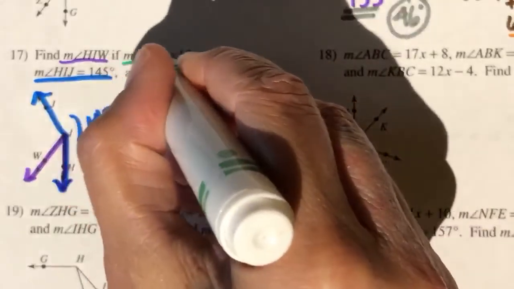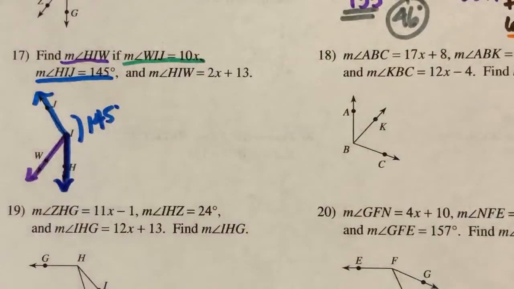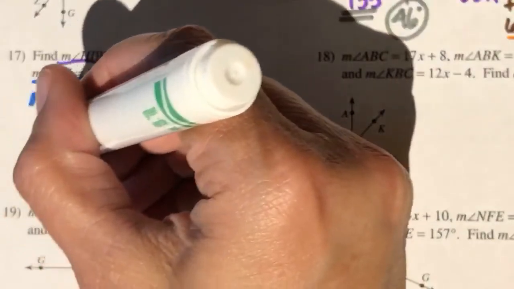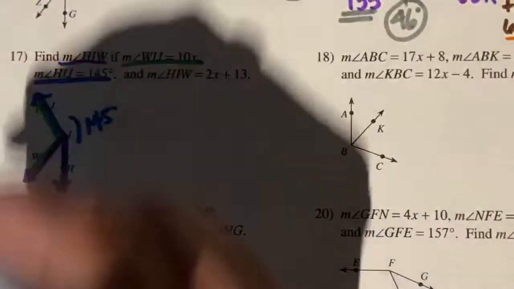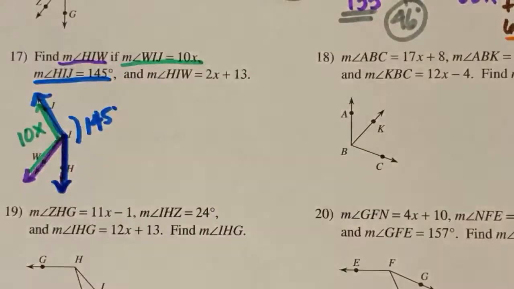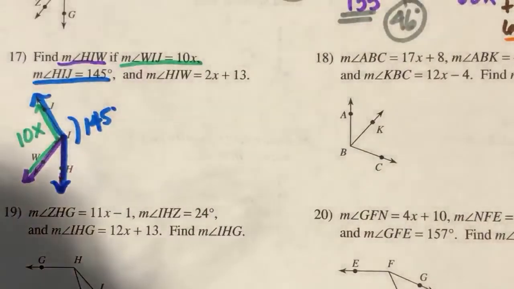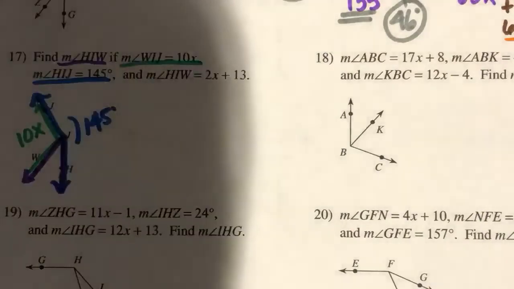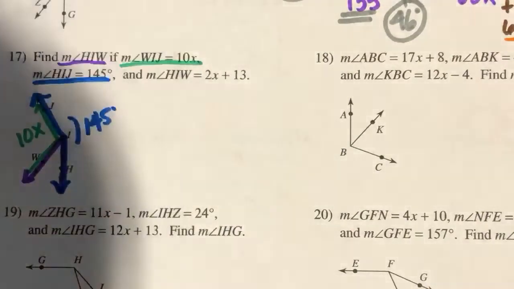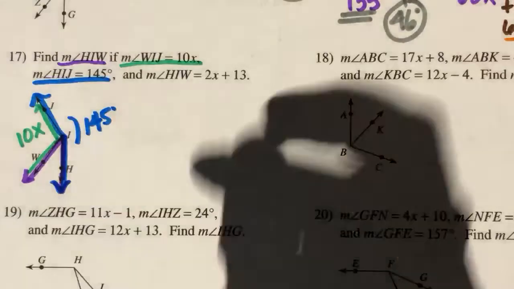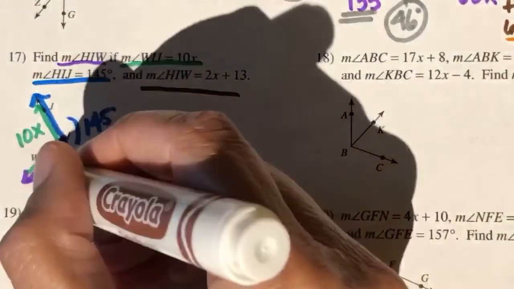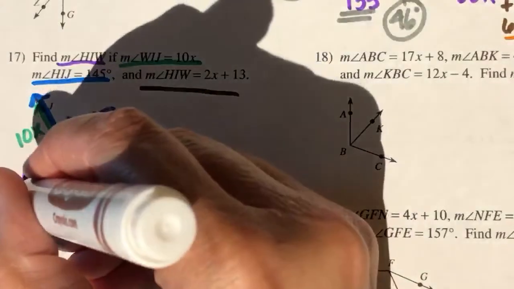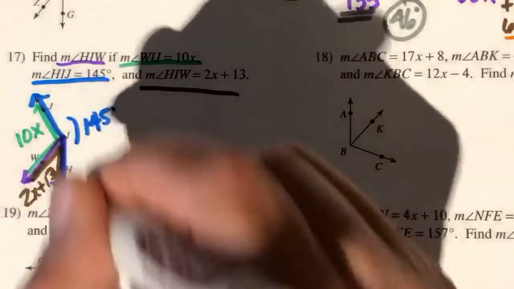Wij is this one. That's 10x, okay? 10x is Wij. Wij is this guy right here. So the question is, we've got a big angle, and we've got one of the smaller ones, and we're still given one more piece of information we can plug in. So I know that HIW, which is this guy right here, is 2x plus 13.